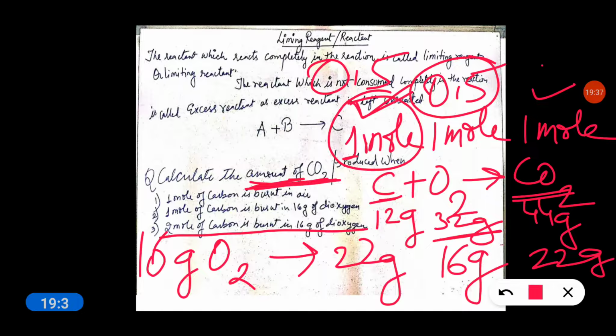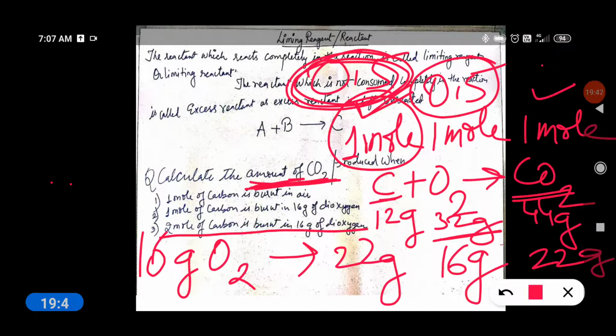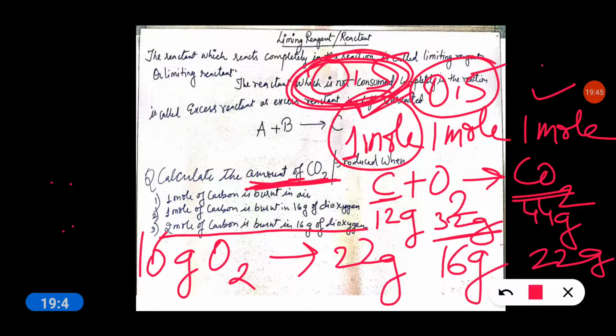Now when 2 mole of carbon is burned in 16 gram of dioxygen, they are increasing the carbon only. 2 mole of carbon they are increasing. So again there is no use of increasing the carbon. Carbon will react with 0.5 mole, the ratio will be 1:1. So in this condition also, if the oxygen is 16 gram, that is 0.5 mole, the reaction will be in the 0.5 mole ratio only. So again you will get 22 gram of CO2.